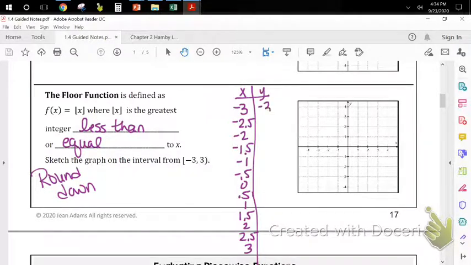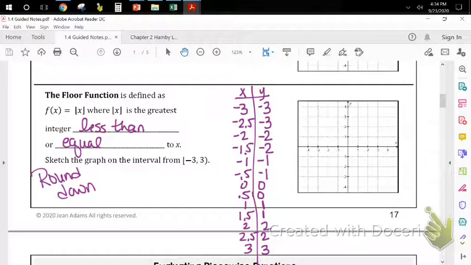So -3 is an integer, so it's going to stay -3. -2.5 is going to round down to -3. -2 is going to be -2. -1.5 rounds down to -2. -1 is an integer. -0.5 will round down to -1. 0 is an integer. 0.5 will round down to 0. 1 is an integer. 1.5 will round down to 1. 2 is an integer. 2.5 will round down to 2, and 3 is an integer.